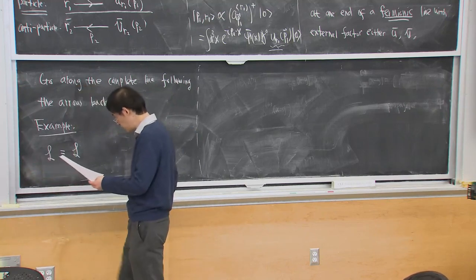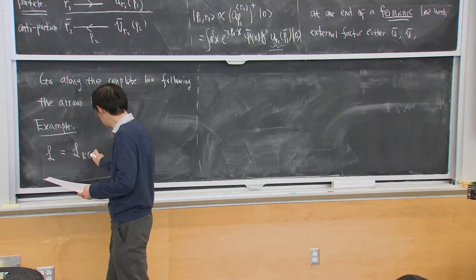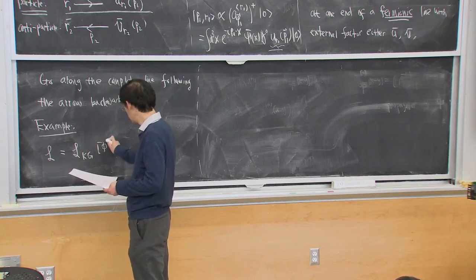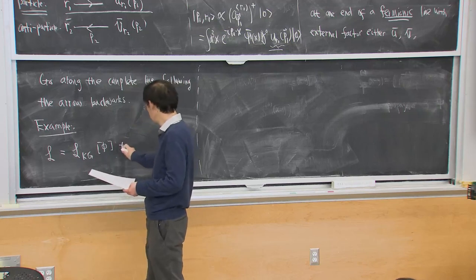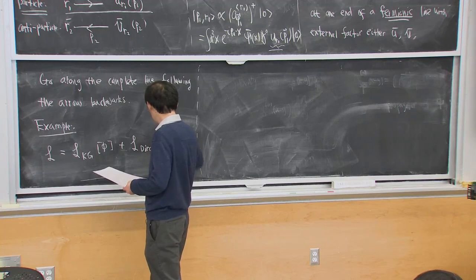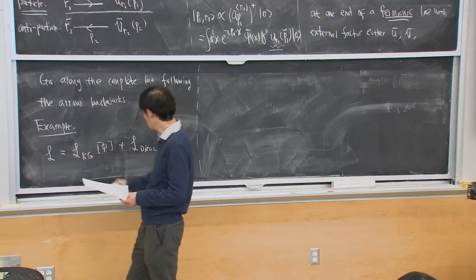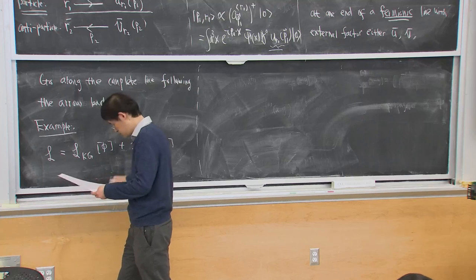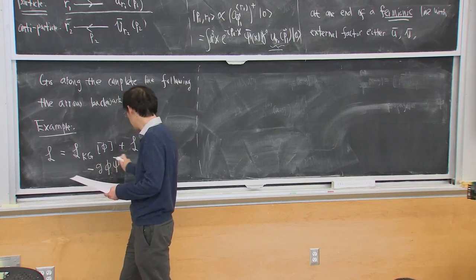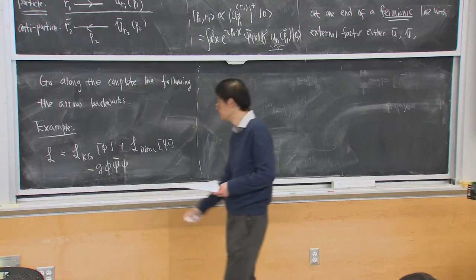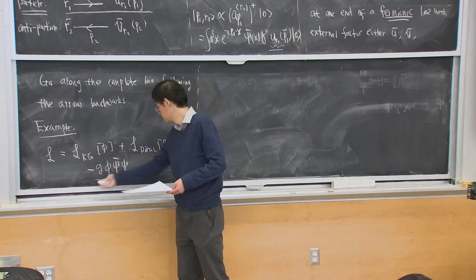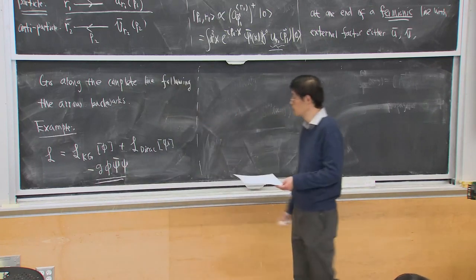So let's consider you have a scalar field. Let's say you have the Klein-Gordon Lagrangian density for the scalar field, and then you have a Dirac Lagrangian for psi. Okay, and then suppose they interact by a term like this, minus g phi psi bar psi. Okay, so this clearly is Lorentz invariant.